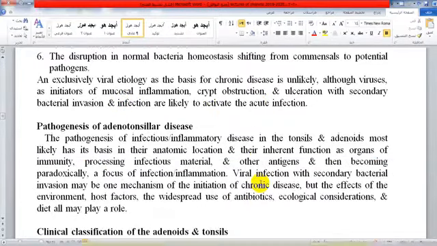Pathogenesis of adenotonsillar disease. The pathogenesis of infectious inflammatory disease in the tonsils and adenoids most likely has its basis in their anatomic location and their inherent function as organs of immunity, processing infectious material and other antigens, and then becoming paradoxically a focus of infection inflammation.